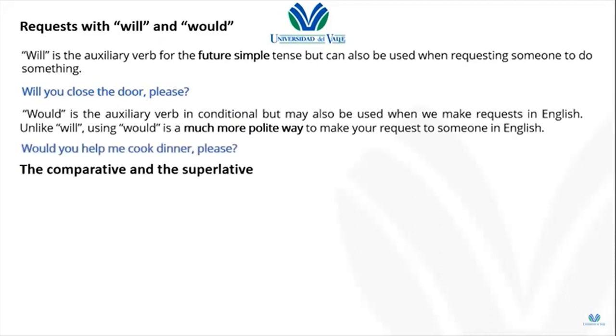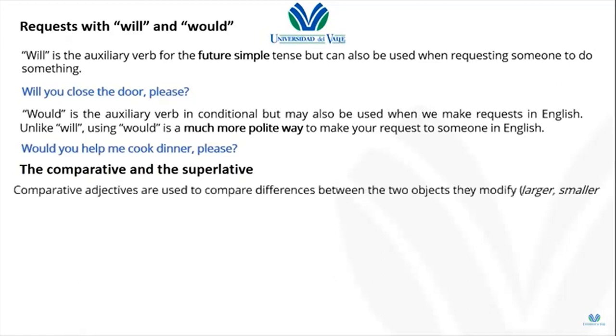And the second topic that we're going to discuss in these sessions is comparative and superlative. Comparative adjectives are used to compare the difference between the two objects they modify, larger, smaller. Something important here is that we have to consider if the adjective that we're going to use has one syllable or two syllables, right? Because if it is one syllable, we add only er to the adjective, or if the adjective ends in e, we add only the r.